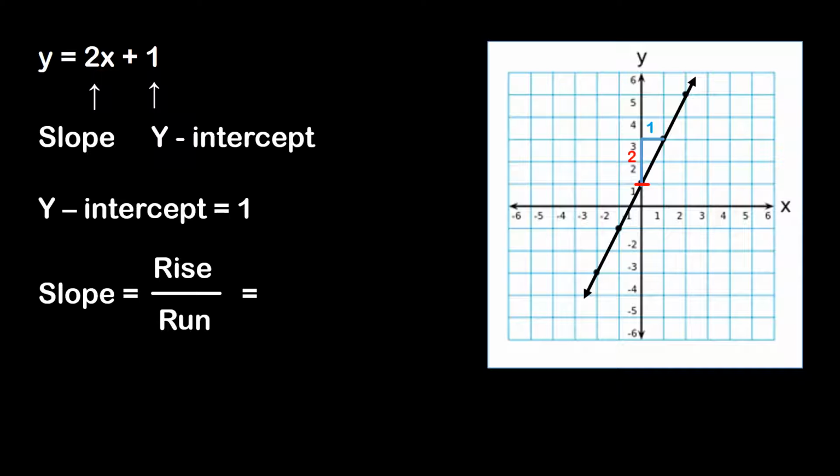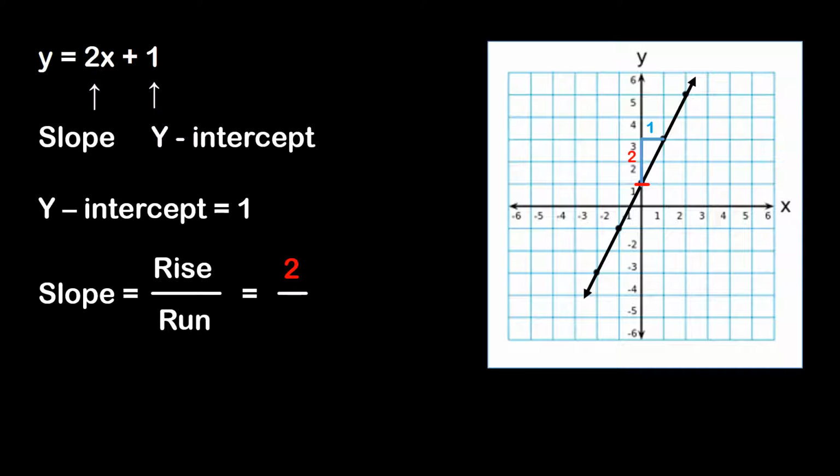Well, rise, we know that rise is vertical. When you rise, you go up. Now we also know that y is vertical because y refers to going up and down. So rise refers to the amount by which y increases in this case. So we look at the triangle, we notice that y increases by 2. Therefore, the rise is 2.